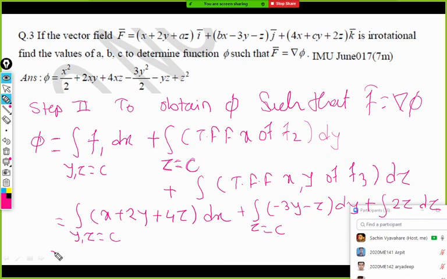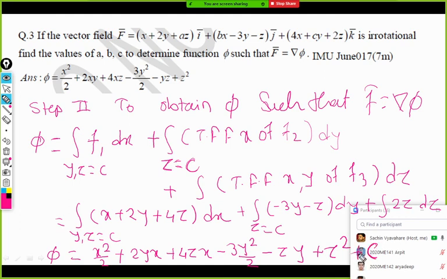And last step now, integration. So integration of x with respect to x is x square by 2. Integration of 2y with respect to x is 2yx. Integration of 4z with respect to x is 4zx. Integration of minus 3y with respect to y is minus 3y square by 2. Integration of minus z is minus zy, and lastly z square, and that is the final answer. Plus c if you want, you can write it, that is also correct. That is the end of the question then.